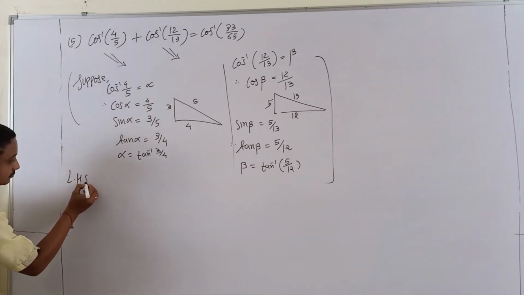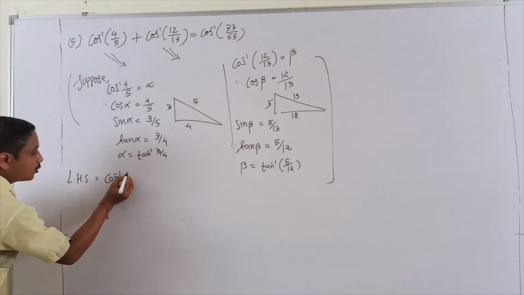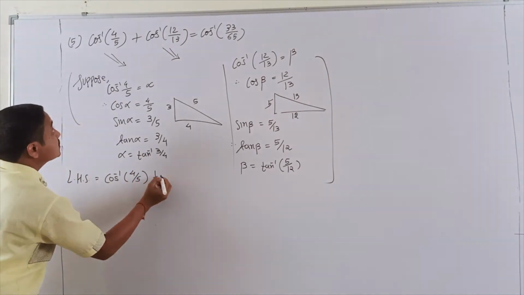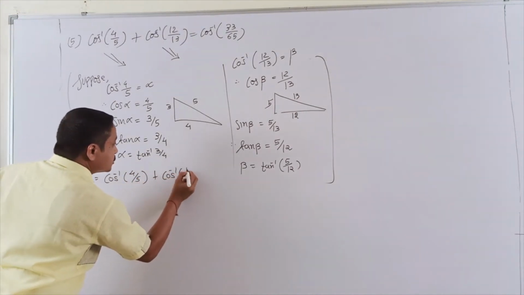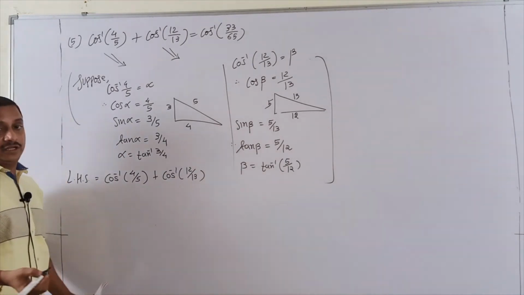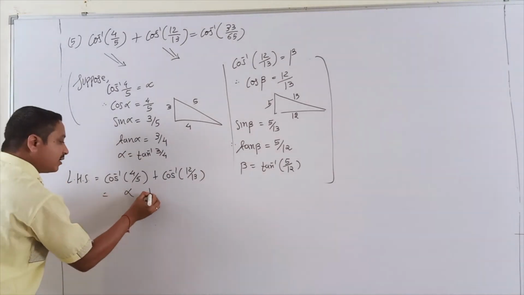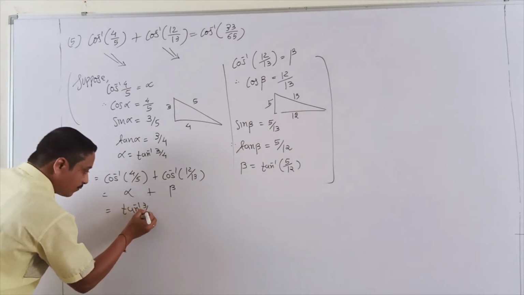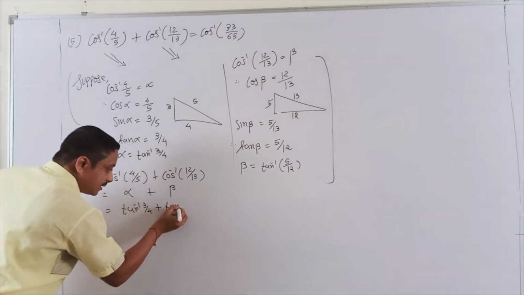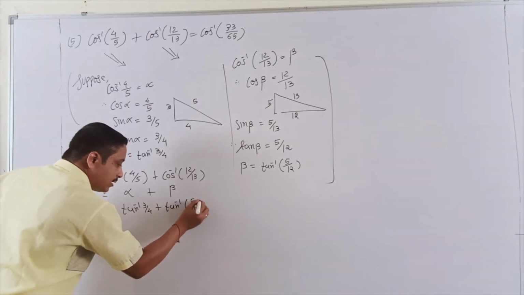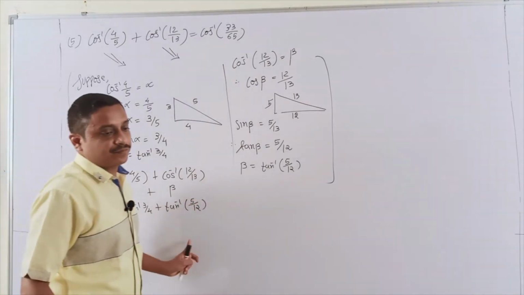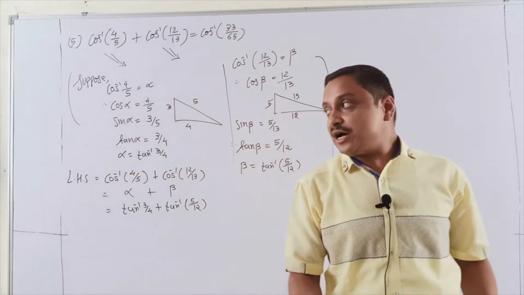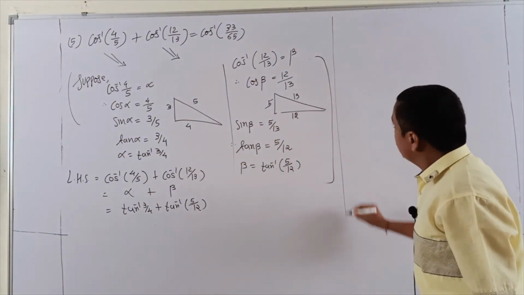So my LHS portion is cos inverse 4 by 5 plus cos inverse 12 by 13. And when you put it, you get alpha and here beta. So alpha is tan inverse 3 by 4 plus here 5 by 12. Now students, this value I calculate with the RHS form.